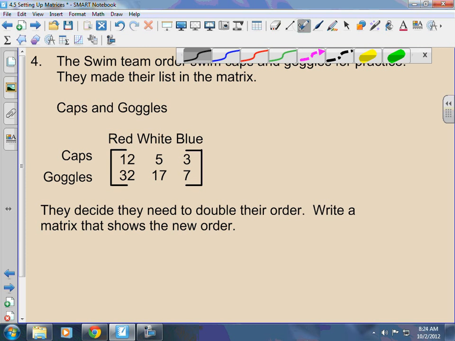Caps. We have 12 red, 5 white, 3 blue. Goggles, 32 red, 17 white, 7 blue. They decide they need to double their order. Write a matrix that shows the new order.